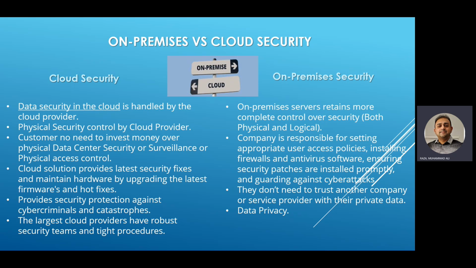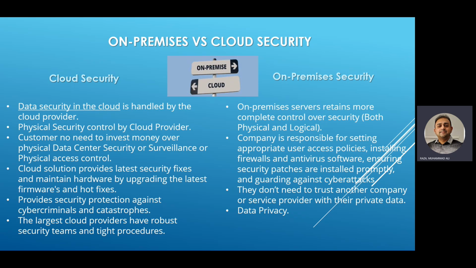cloud. However, in on-premises, we need to take care of all of the security ourselves, by having our own firewall, antivirus software, everything we need to have over there. And the largest cloud providers have robust security teams and tight procedures that I already explained. On premises, the major benefit is going to be data privacy. We own the data, we carry the data. The data resides within the data center, so we can retain the data privacy.